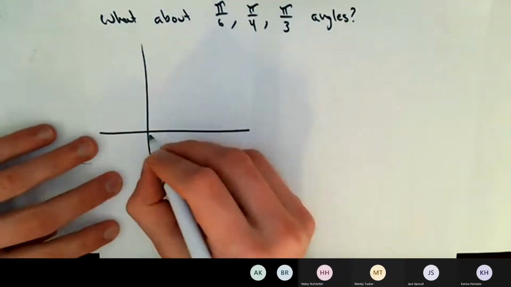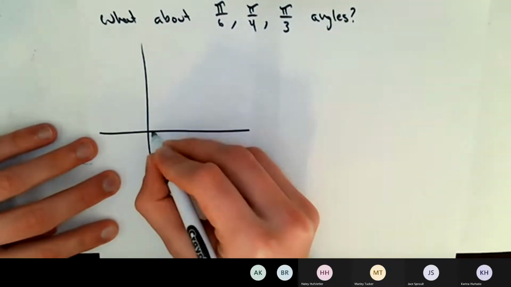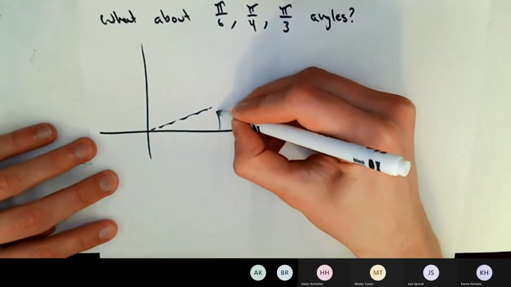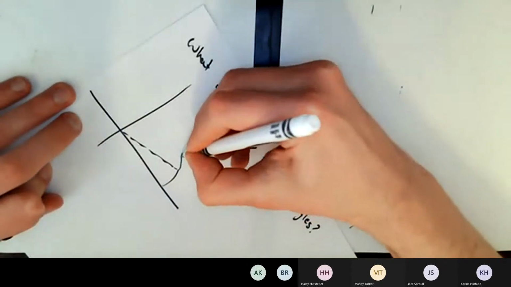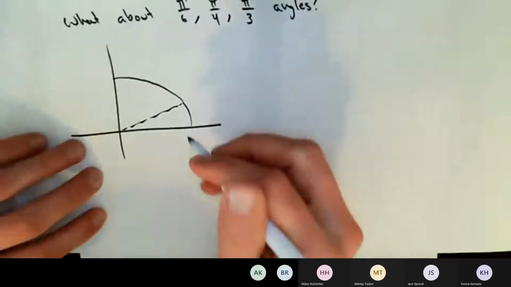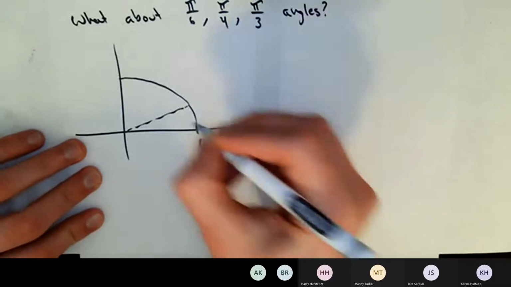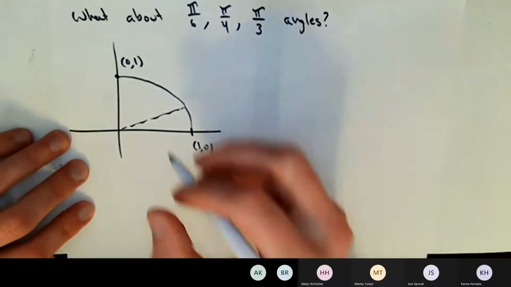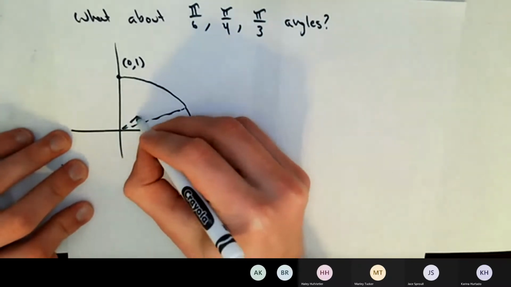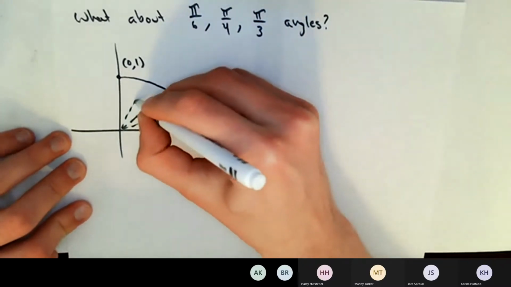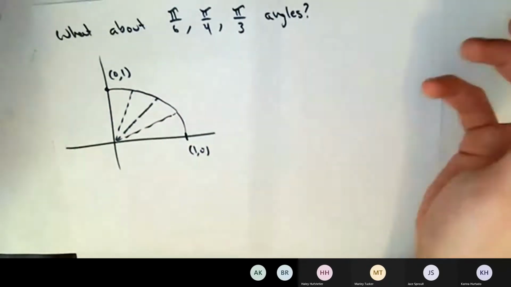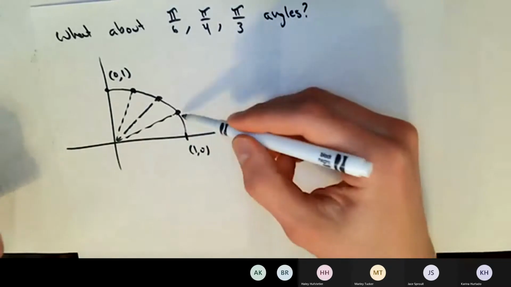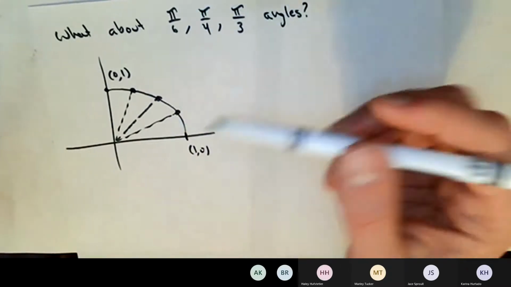Okay, so pi on 6 is going to be right here. Let me draw my circle, still the unit circle, with 1, 0 and this point 0, 1. Here's my pi on 6 angle, then my pi on 4 angle would be right down the middle, and then of course my pi on 3 angle. So what are the coordinate points, P of x, y, for each of these angles: pi on 6, pi on 4, and pi on 3?